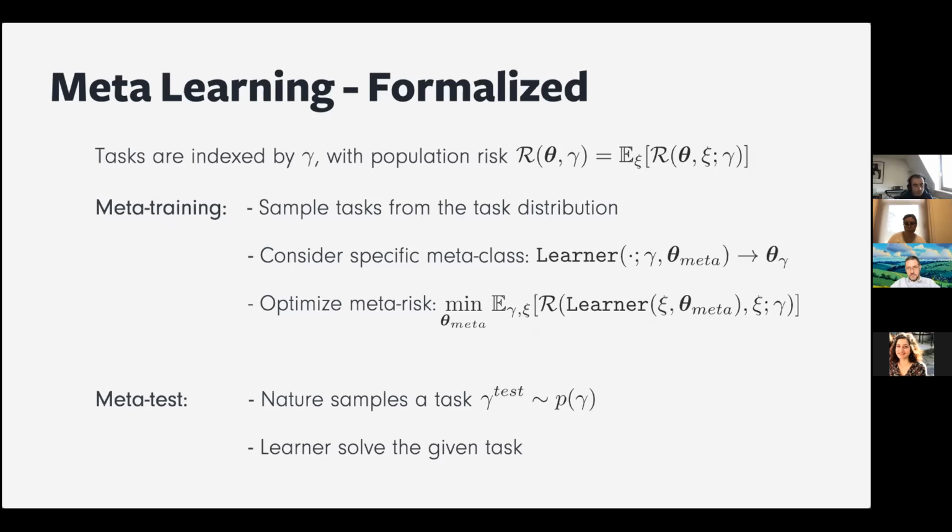Maybe to make it more concrete, we can consider this meta solution as an initialization of a neural network. So let's say I want to find an initialization such that if a different learner for the task gamma starts with this initialization, it will have a low risk, or it will solve it well. In the test, nature will sample a completely new task and the learner will solve the task.